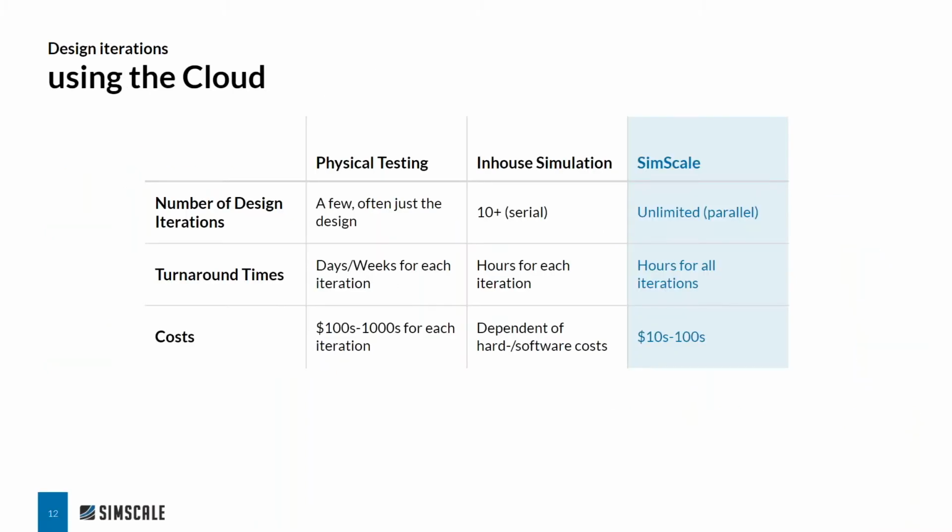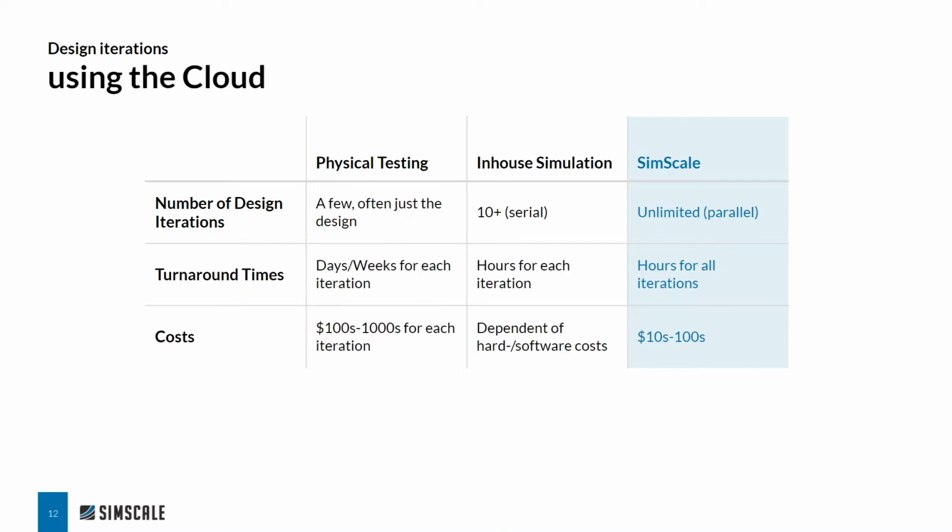This is kind of summarized here in this neat table. So what we would like to compare is the physical testing scenario with in-house simulation tools and SimScale. And what you can see is that the number of design iterations goes from a few, when we talk about physical testing, to several tens of simulations when we talk about workstations. And really, when we talk about SimScale, basically an unlimited amount of design iterations, and everything runs in parallel thanks to HPC systems that we use.